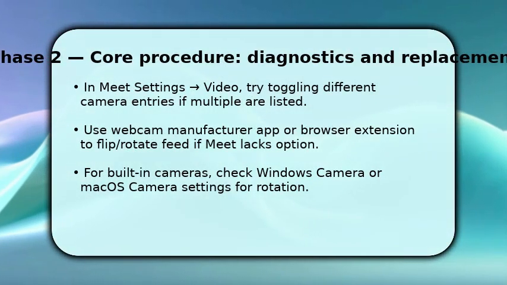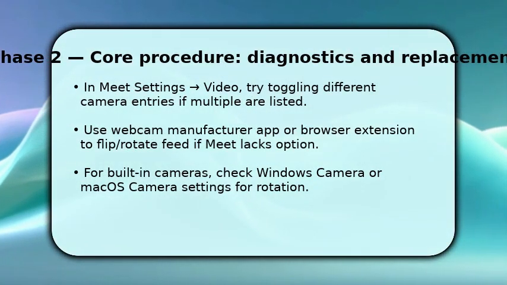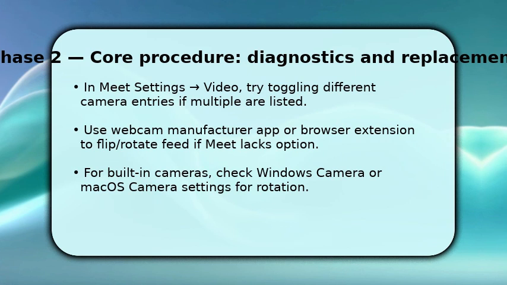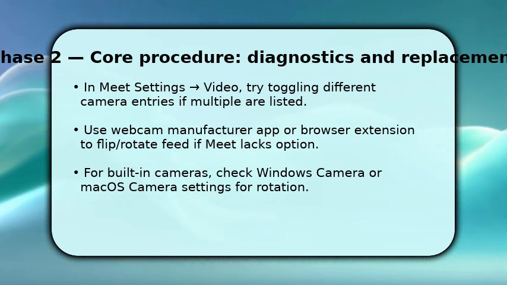Sometimes the wrong device is selected. If Meet doesn't offer rotation, open the webcam manufacturer app or any camera utility. Most include flip or rotate controls.